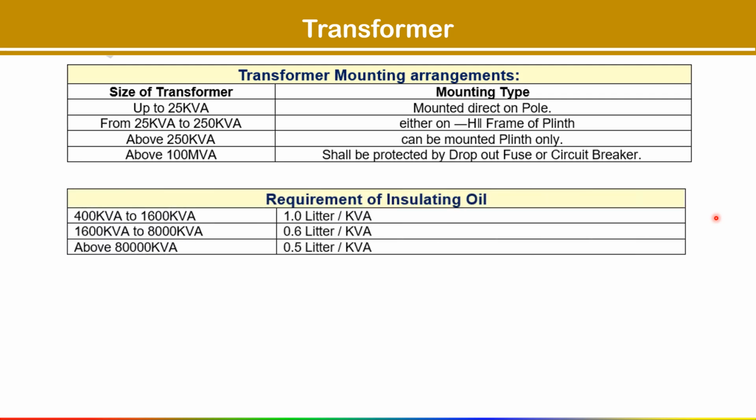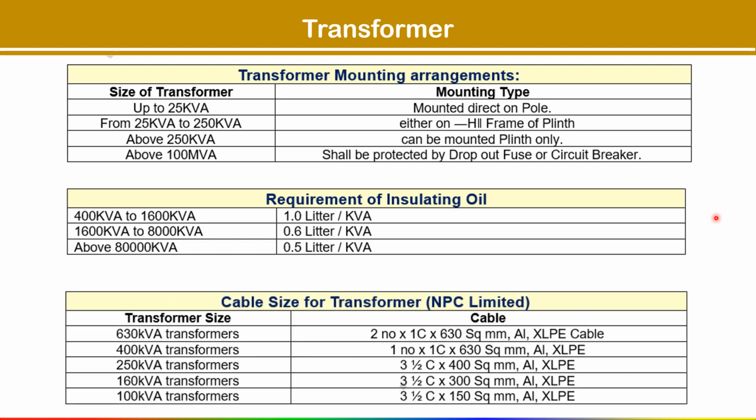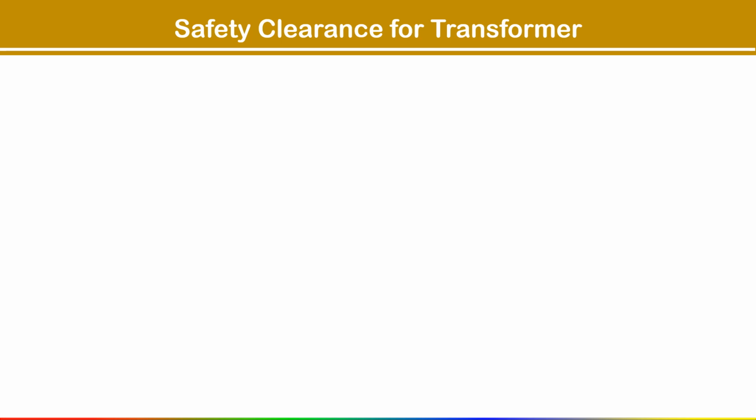Then here some requirement of insulating oil is given based on capacity. Requirement of insulating oil is given as 1 liter per kVA. Okay, after that next, cable size for transformer as per NPC, limited, it is given. Based on transformer size, here you will get some standard cable sizing. Okay, as per that we have to do the selection.